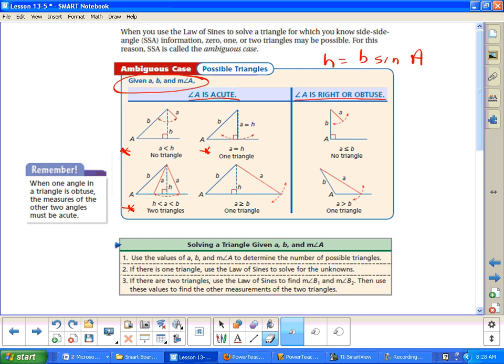So they have those four possibilities when angle A is an acute angle, and all you need to do is compare the values of A, B, and h. And if angle A is a right or obtuse angle, if A is less than or equal to B, there's no triangle, and if it's larger than B, then there's one. So you don't have to worry about two triangles when it's obtuse, at least. When we're given a situation where we know side-side angle, the first thing we want to do is find the value of h, and then compare A, B, and h, and see which situation we're in.